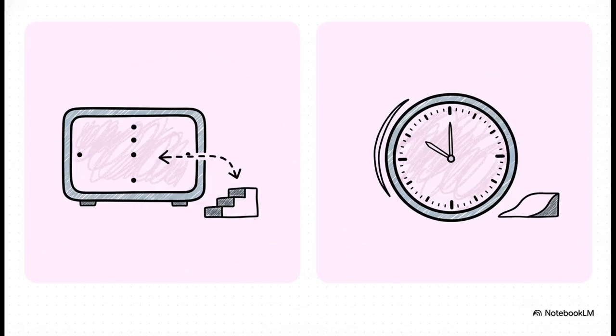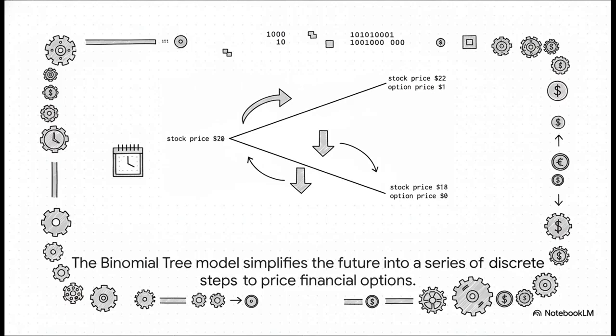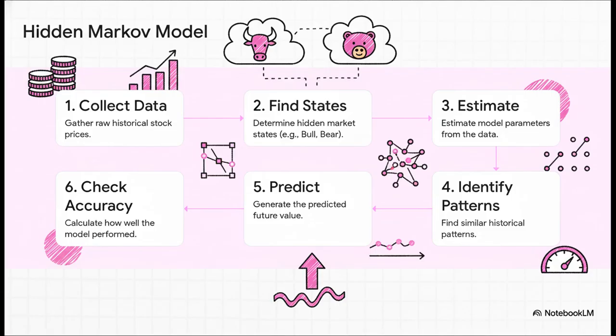Financial models often simplify reality by treating time in these discrete step-by-step chunks. A perfect illustration of this is the binomial tree model. It simplifies the future by assuming a stock that's at $20 right now can only move to one of two values in the next step, maybe up to $22 or down to $18. By building out a whole tree of these possibilities, analysts can actually calculate the value of really complex financial options. And we can take this even further with something called a hidden Markov model.